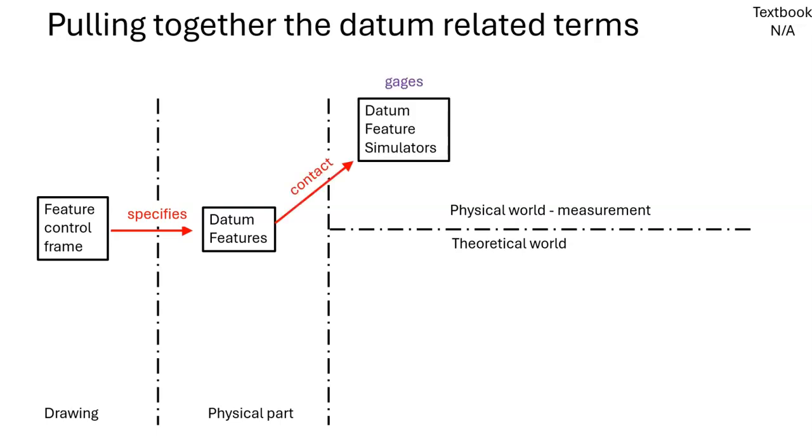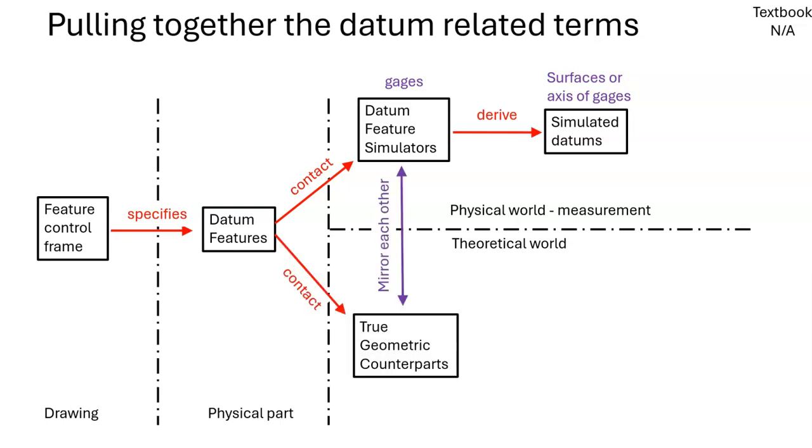When we move into the measurement world, first consider what happens in the physical world. The physical part is placed on a physical gauge. The gauge is called a datum feature simulator. Datums derived from datum feature simulators are called simulated datums. These might be physical surfaces on the gauge that get touched by a CMM probe, or they might be axes or center planes that are derived from pins or holes or slots that are part of the gauge.